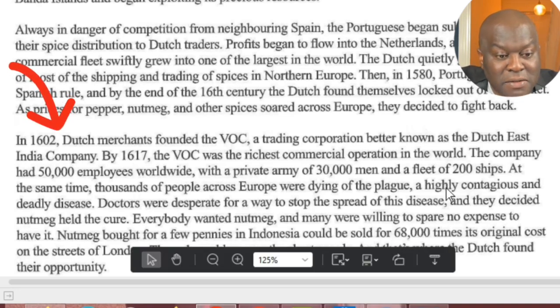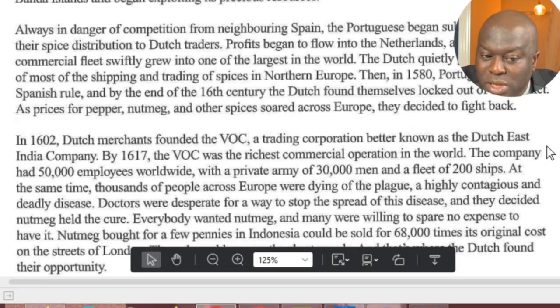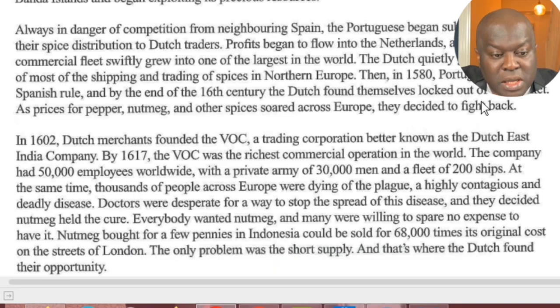By 1617, the VOC was the richest commercial operation in the world. They say richest. They didn't mention time. The company had 50,000 employees worldwide, with a private army of 30,000 men and a fleet of 200 ships. At the same time, thousands of people across Europe were dying of the plague, a highly contagious and deadly disease. Doctors were desperate for a way to stop the spread of this disease, and they decided on nutmeg.